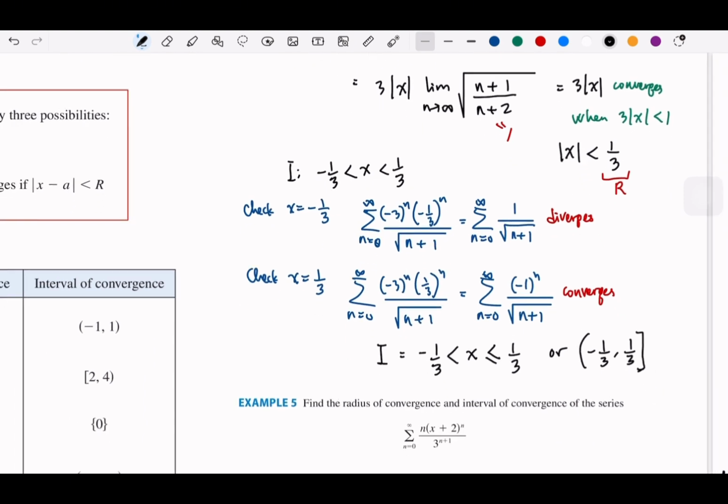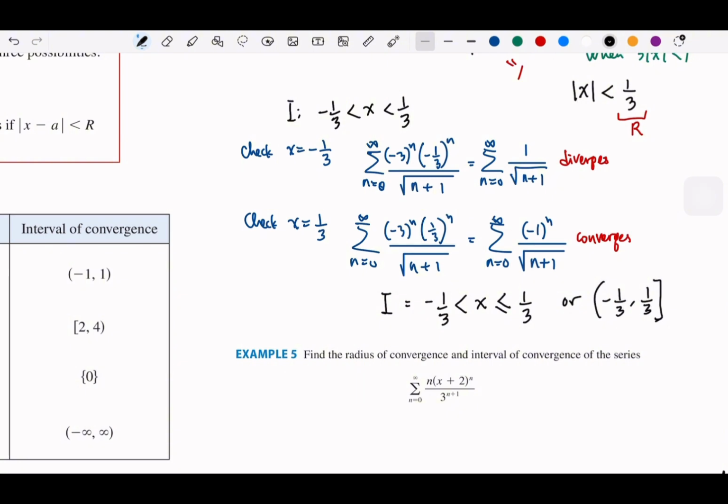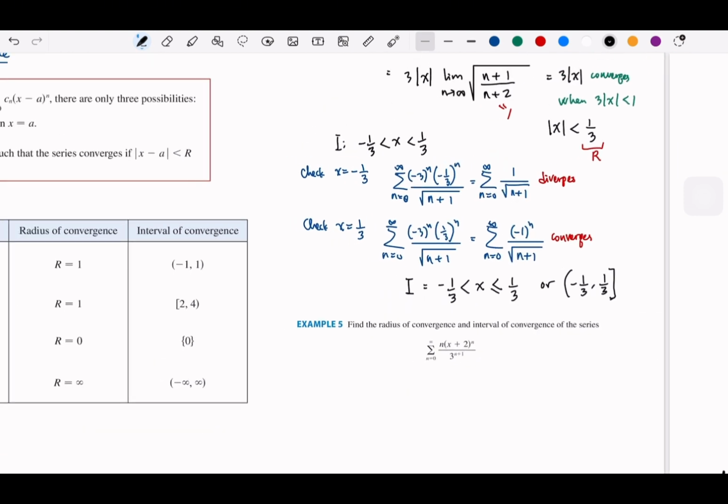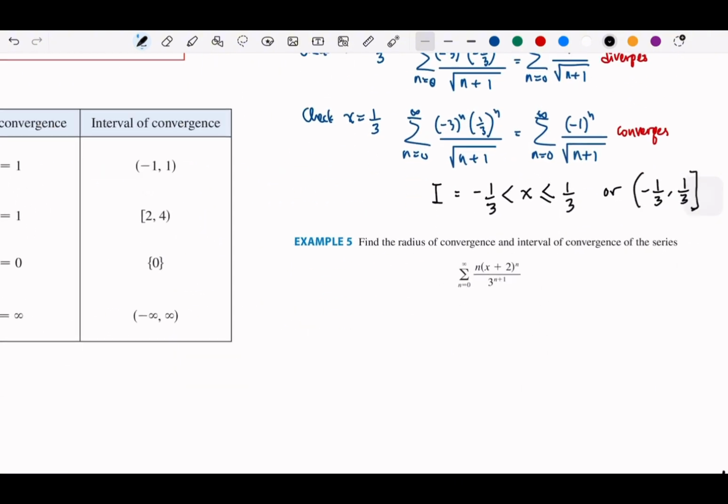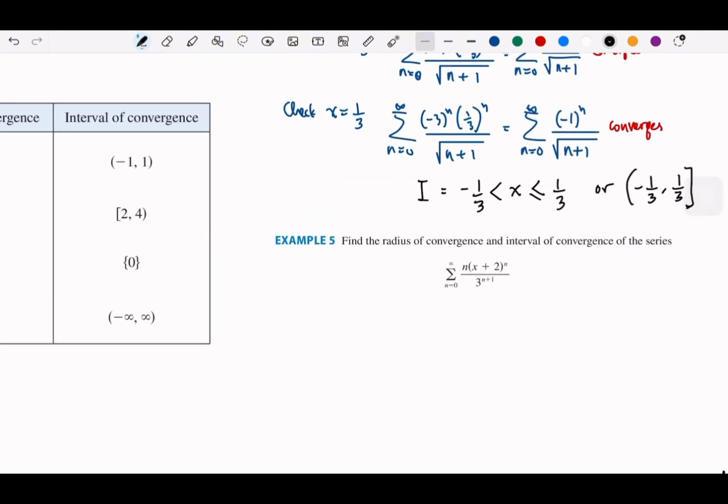And do the same thing with example number 5. I hope you could do the same thing. But let me just finish off example 5 and we are going to finish. Okay, we finish the lecture. I just want to know whether you get the point or not for the radius and interval of convergence.